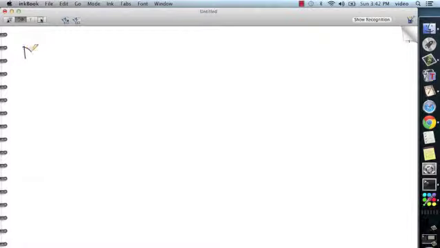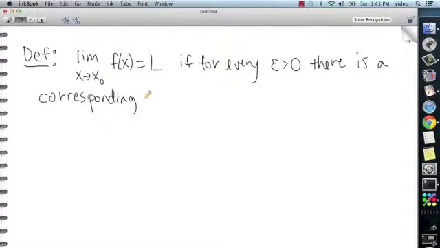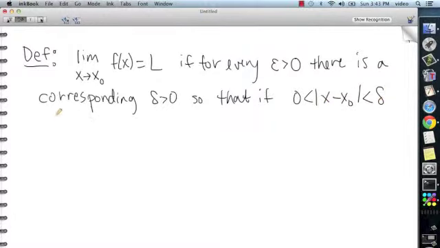Okay, the formal definition for the limit says that the limit as our x values approach our x naught value of the function f of x is equal to L if for every small value in the y direction, epsilon, that's bigger than 0, there is a corresponding small distance in the x direction, delta, bigger than 0, so that if we're within delta of x naught, then our function is within epsilon of L.